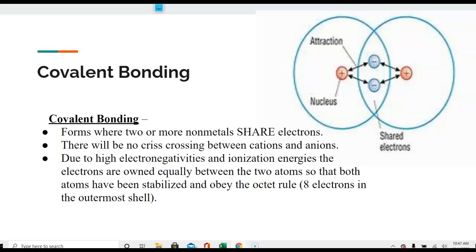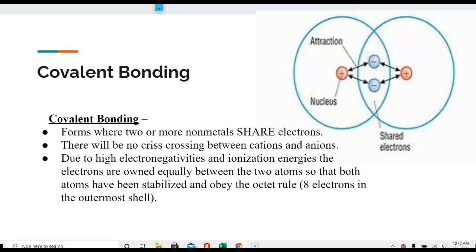Covalent bonding forms where two or more nonmetals share electrons. You can see in the picture that two atoms are together and they are each sharing one electron. And there is no crisscrossing of charges because there are no charges. Nothing loses an electron, nothing gains an electron. There are no charges in covalent bonding.